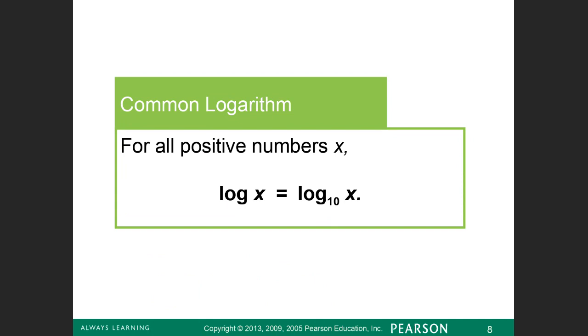Next, common logarithm or common log. For all positive numbers x, log of x is equal to log with base 10 of x. So this is what we were talking about a while ago. If you don't have a base here, this is understood as base 10. So that base 10 goes here. You may include base 10 here or you may not. That is the common log.